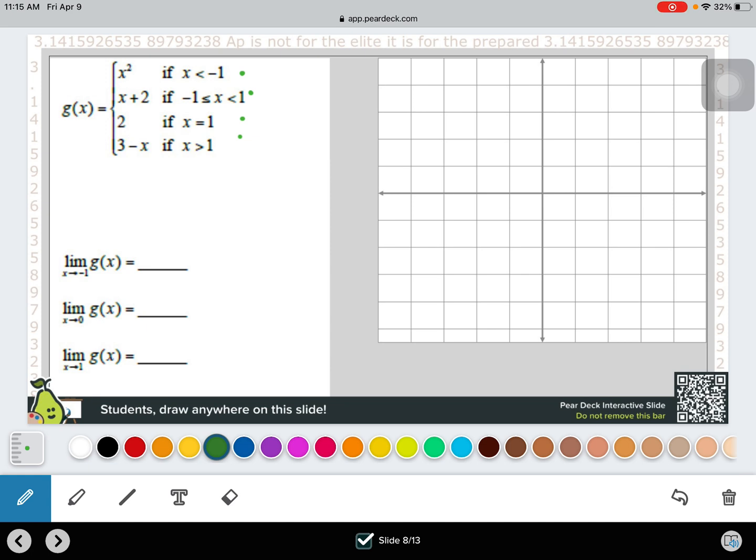So the first one says it's going to behave like an x squared everywhere it is less than -1, right? And we know x squared is a little happy face parabola. x plus 2 whenever it is from -1 to 1. So a little linear that's been shifted 2 units up, something like that. Whenever x is 1, it's 2. So this is going to be a point, right? A point at (1, 2). Okay? And last but not least, we have a linear with a negative. So it's going to be a line downwards that was shifted 3 units up.